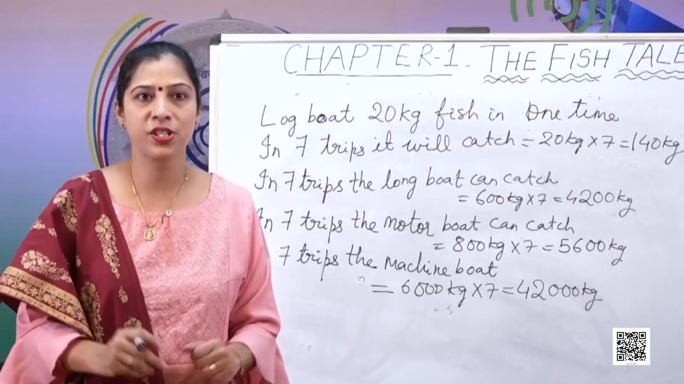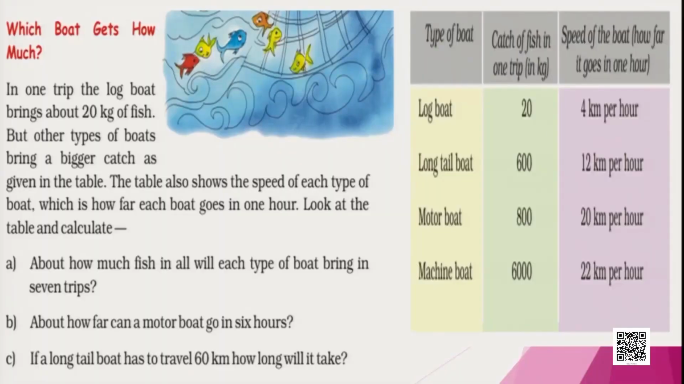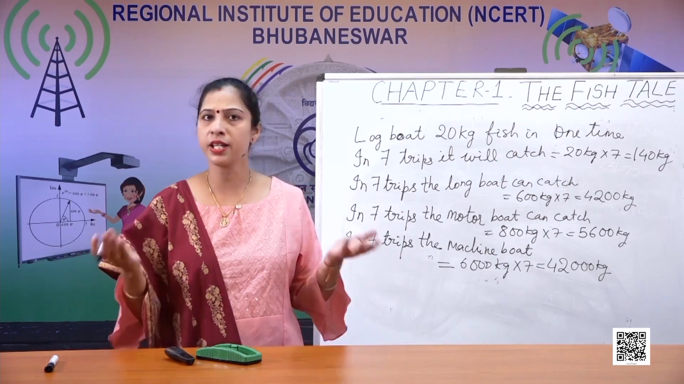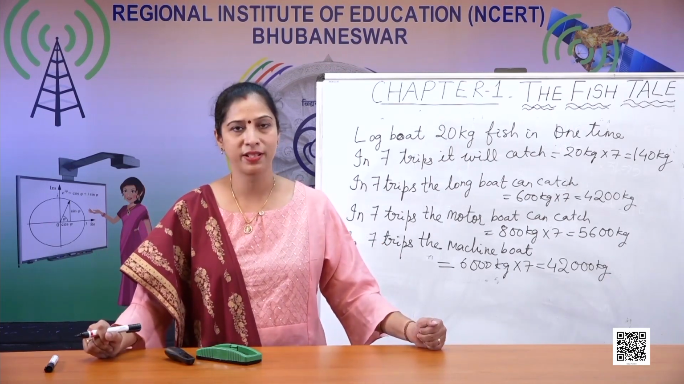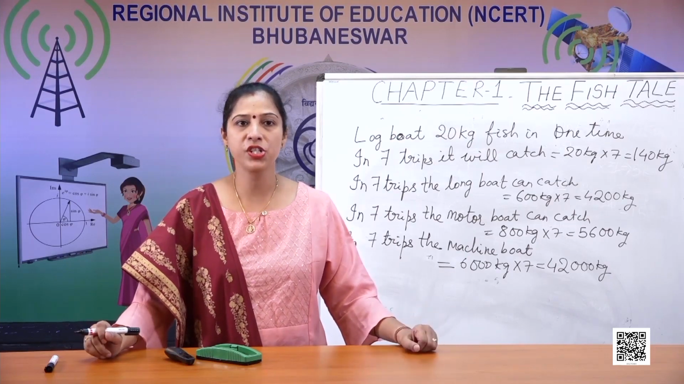Now the next question is about how far a motorboat can go in 6 hours. Now let's see the table. It's very easy. We can do it orally. So the motorboat can travel 20 km in 1 hour. So how much distance will it cover in 6 hours? Of course, 20 km into 6, which is equals to 120 km. Now let's go to the next question.